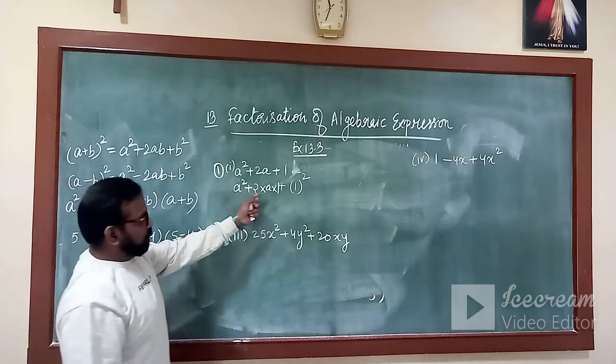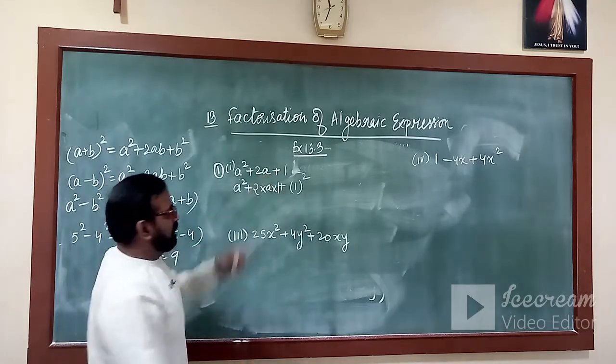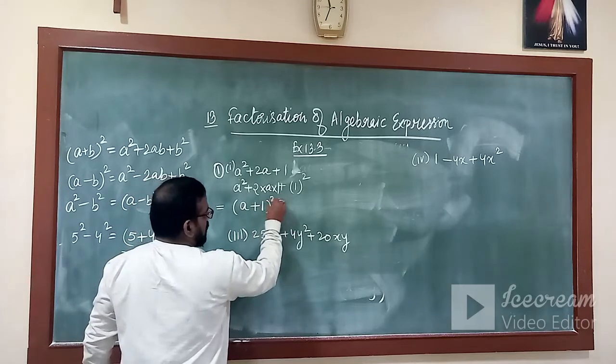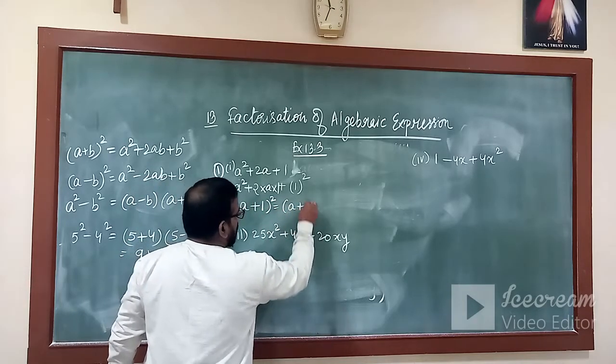Now you can see it is 2 into a into 1 will give you 2a. That means it is what written actually? It is written actually a plus 1 whole square, or we can write it like this also.